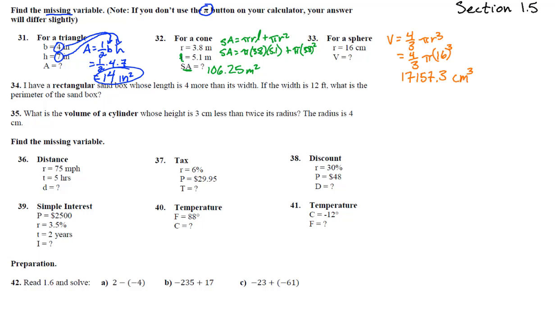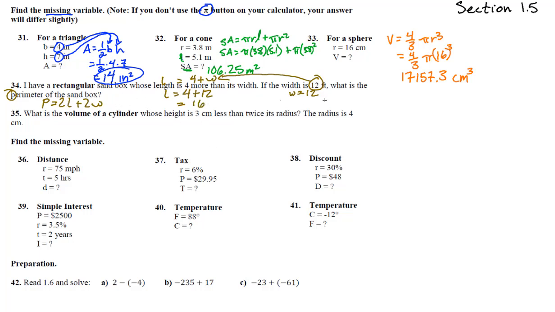Number 34. I have a rectangular sandbox, and notice what we're looking for eventually is the perimeter. So we're going to be doing perimeter is 2L plus 2W. All right, so let's see what we can find. It says the length is 4 more than the width, 4 plus W. And it says the width is 12. So good, that gives us that width is 12. But length is now going to be 4 plus. If you stick the 12 right in there, we get 12. So the length is 16.